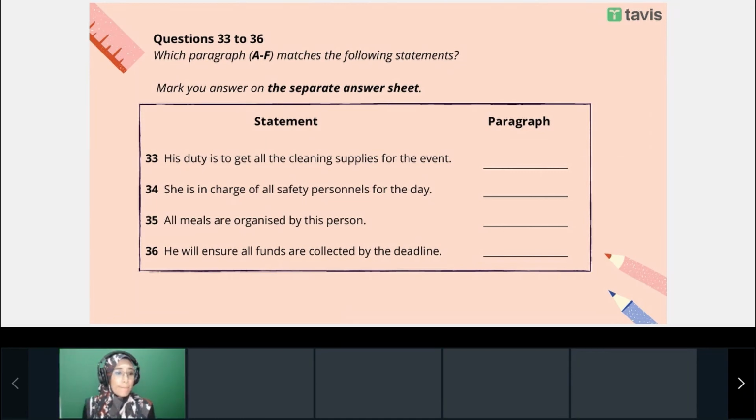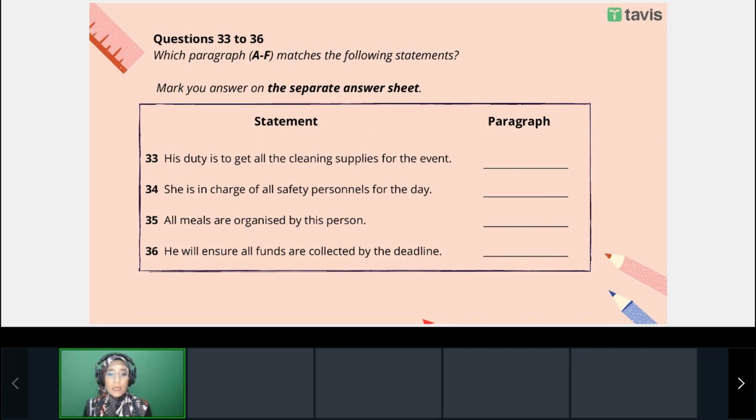Now, you can see that there are clues given. Okay, so first one, his duty is to get all the cleaning supplies for the event. And 34, she is in charge of all safety personnel for the day. All meals are organized by this person, and he will ensure all funds are collected by the deadline. So these are the questions for this part.